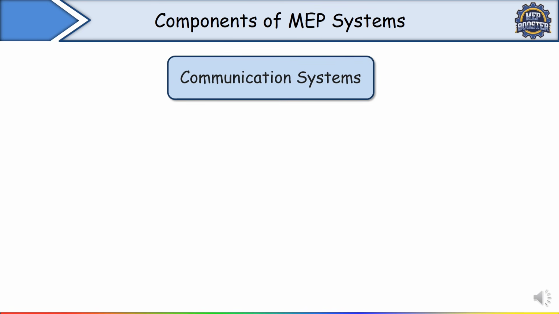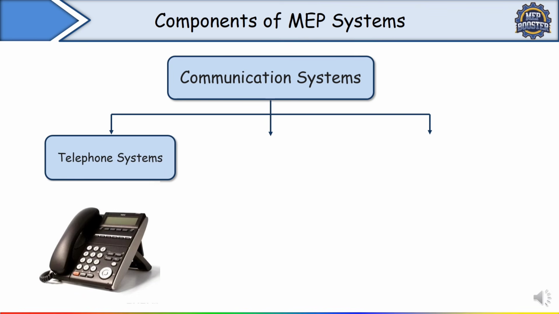Now, here in the electrical system, next is the communication system. This communication system in a building encompasses various technologies and infrastructure that facilitate internal and external communication. Now see, the key components of the communication system. The first is the telephone system for internal and external voice communication, including desk phones and mobile devices.